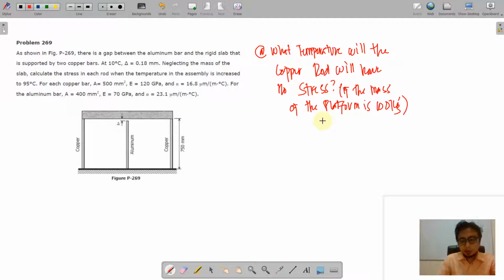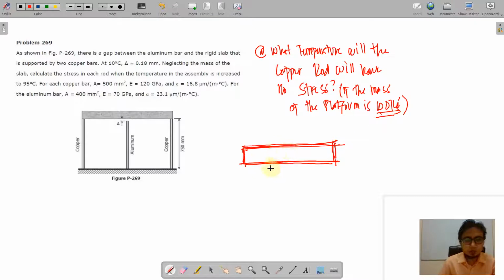Okay, so what is the scenario now? Of course, there will be an elongation on these rods. So from the problem, this platform will no longer be assumed to have no mass. Meaning we will now consider a weight equivalent to a mass of 100 kilograms. So there will be an initial deformation, say if we do not have any change in temperature yet.